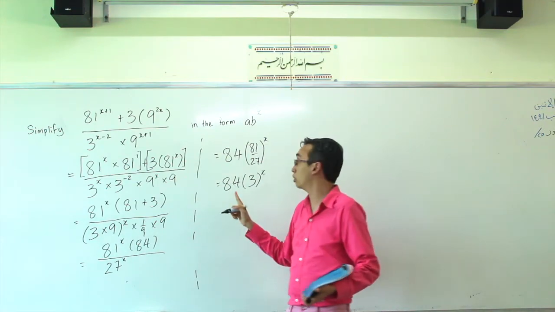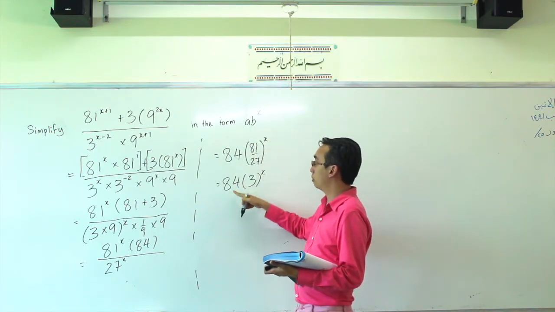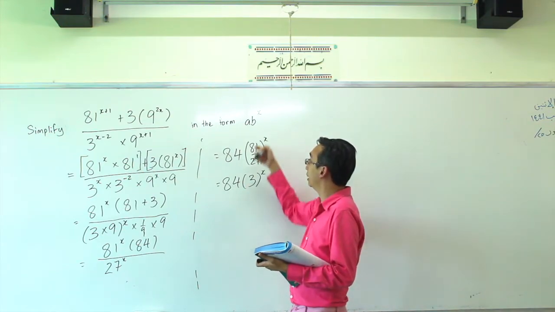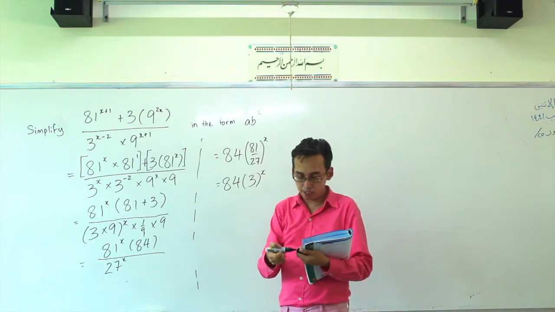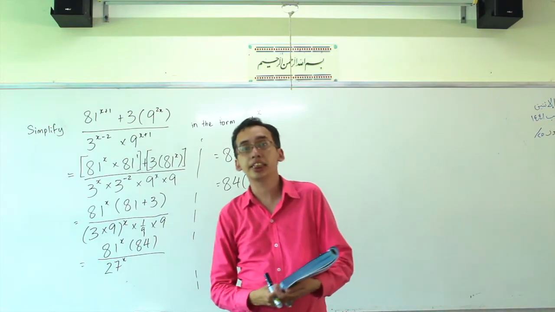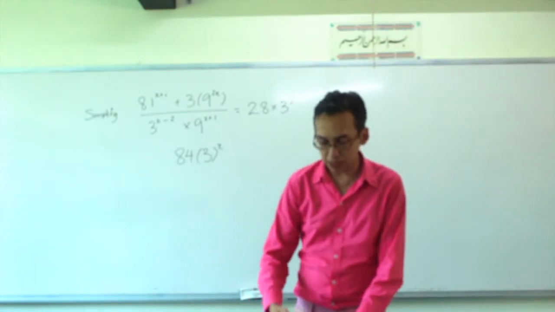So we have converted it into the form where 84 is your A and 3 is your B, so it becomes A times B to the power of x. We have put it in this particular form that we want. Right? So I'll continue with part 2, but I will erase the boxes. Right, let's continue with our part 2.